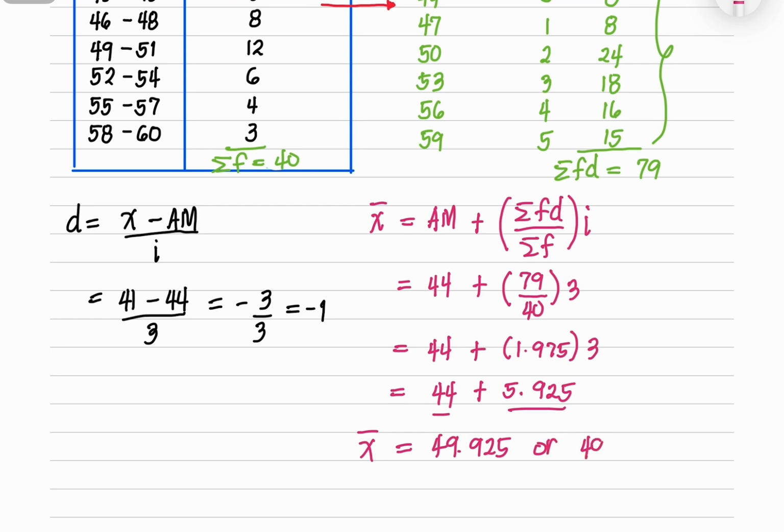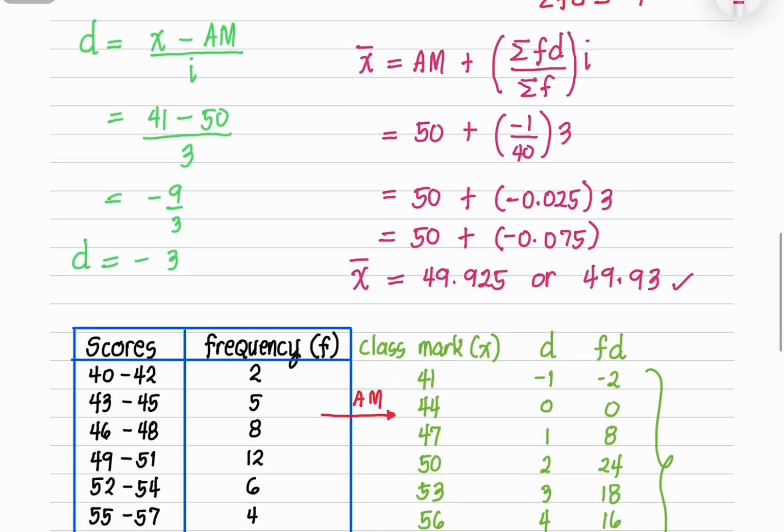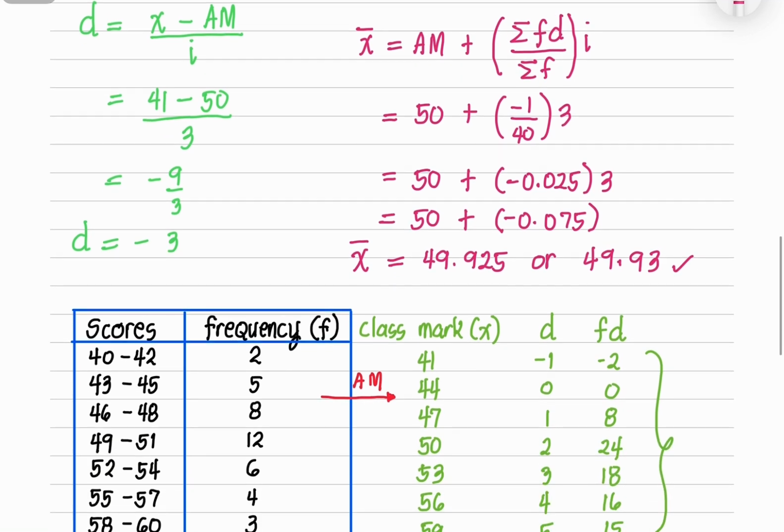Or, round your answer up to 2 decimal places. Standard yon, 49.93. So guys, using 44 as our assumed mean, ang sagot natin ay 49.93. And using 50 as our assumed mean, ang sagot din natin ay 49.93. So, ibig sabihin tama yung sagot natin. Gets? So, ganun lang kasimple at kadali.